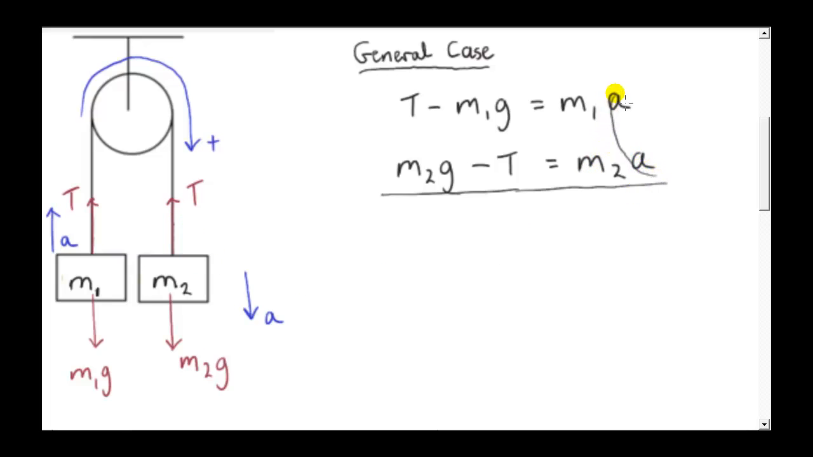So same acceleration in both cases, so we can solve these equations. We have two equations with two unknowns. We simply add them together, the T's will cancel, and if I factorize out that g, this is what we get. And I can add these and factorize out a.